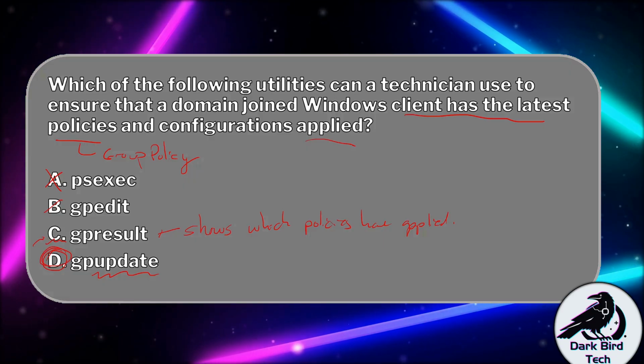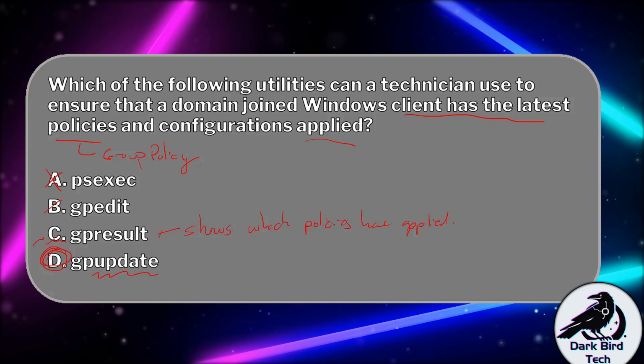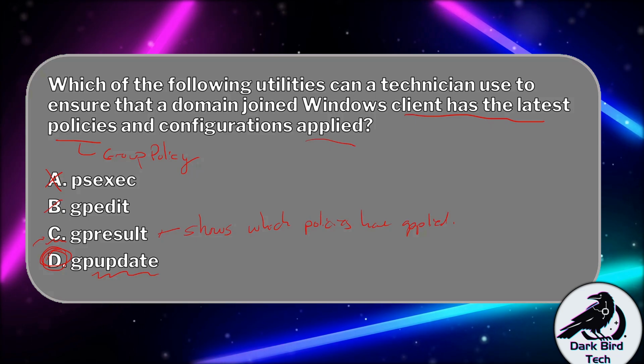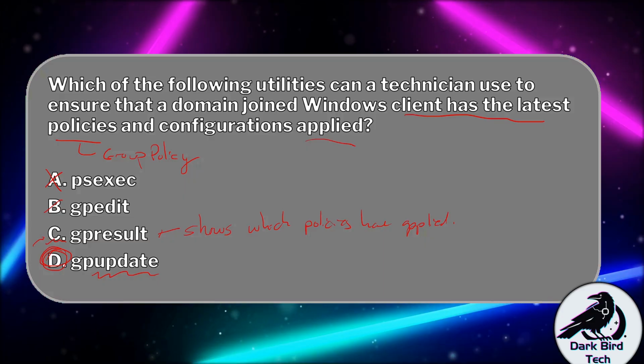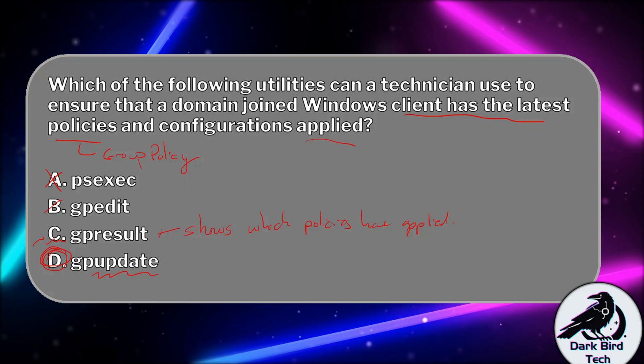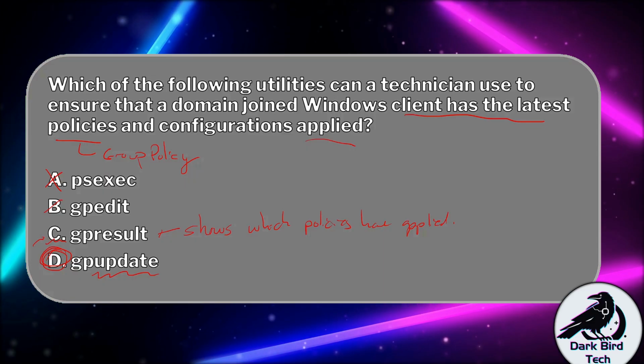This is another one of those questions where we get two good answers, but one is a bit better. And in this case, GPUpdate's the better one. It appeals to ensuring the latest have been applied, and then we could always use GPResult later to see that the latest policy template version number is appearing there.